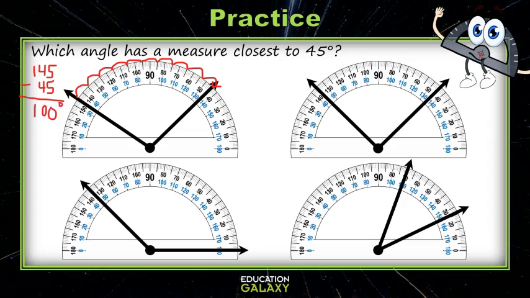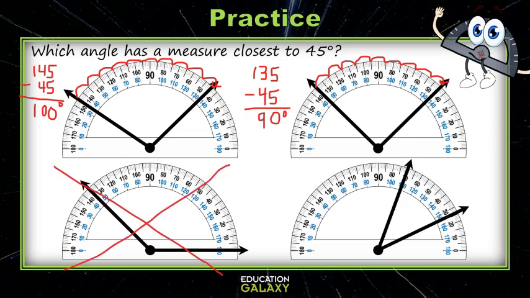Let's try the next one. To calculate between these two rays, we need to do 135 degrees minus 45 degrees. That gives us 90 degrees. Even without reading the exact measure, I can tell the next answer choice is bigger than 90 degrees because it's an obtuse angle. So that can't be 45 degrees. Let's check out our last answer choice. We're looking for the number of degrees between 70 and 25. So we would calculate 70 minus 25, and we get 45. There's our answer.